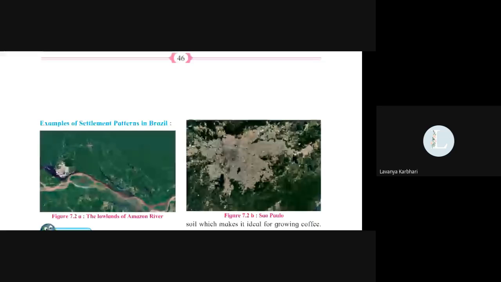Also, the access to trade. Sao Paulo has extensive area under rich soil, which makes it ideal for settlement. Okay, जमीन आहे आणि जी काही सुपीक जमीन आहे ते लोक घेऊ शकतात.